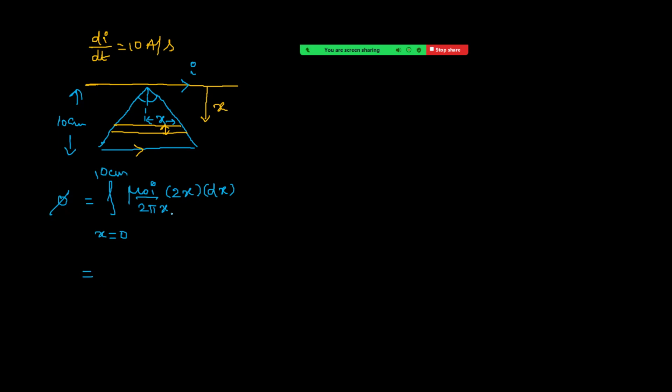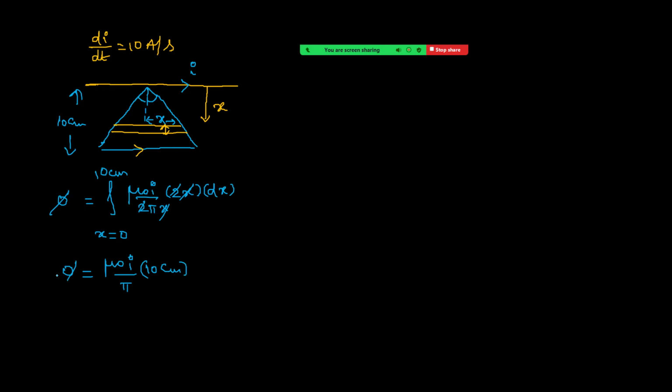See what we are going to get. The 2 and the 2 cancel. Mu naught I upon pi into the integration of dx, which becomes x. And that x value is how much? 10 centimeter. This is the flux.